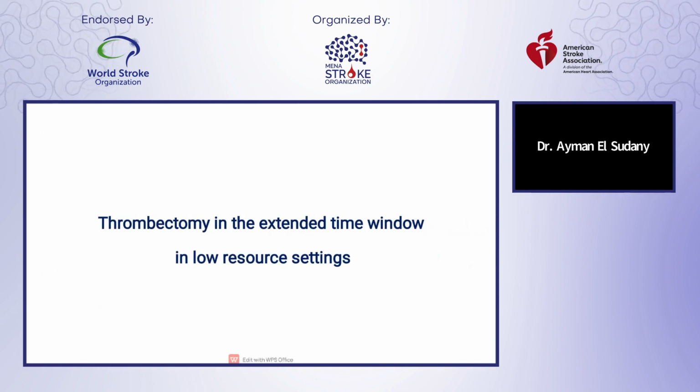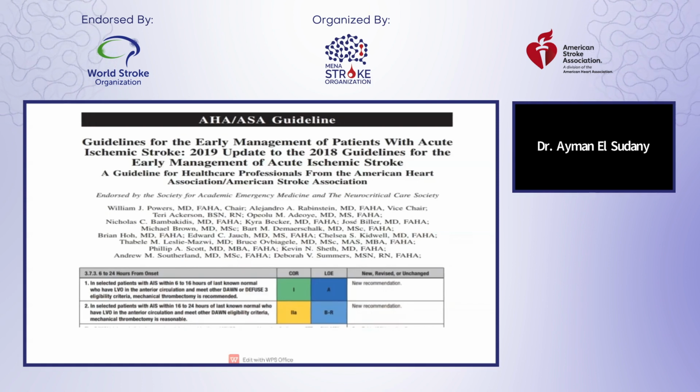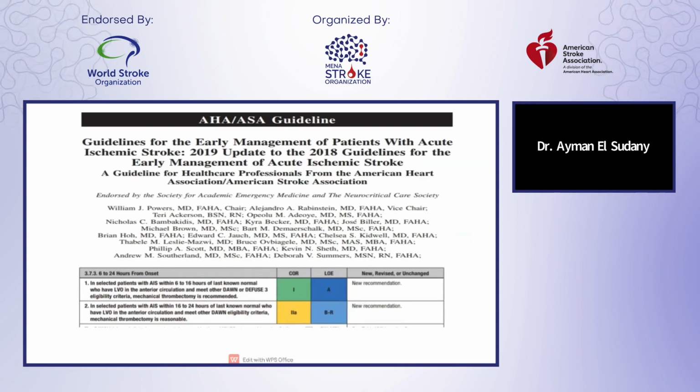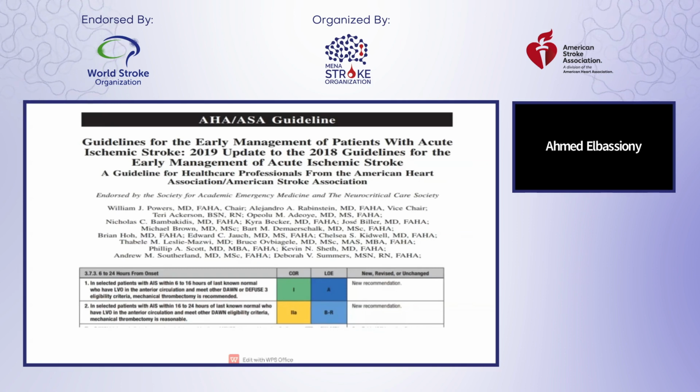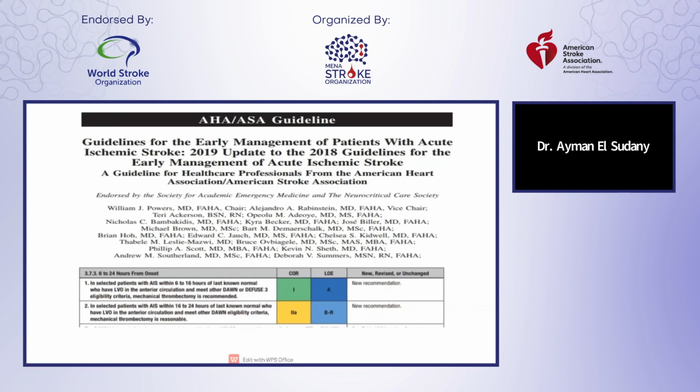Thrombectomy in the extended time window in low resource settings. As we all know, the latest guidelines of the American Stroke Association and the European Stroke Organization encourage us to follow the criteria of the DAWN or DEFUSE 3 trials in doing thrombectomy in the extended time window. The DAWN trial depends on clinical-radiological mismatch, and DEFUSE 3 uses purely radiological criteria. But in low resource settings, if we don't have an MRI machine or perfusion studies, can we do thrombectomy based on CTA and CT ASPECTS?